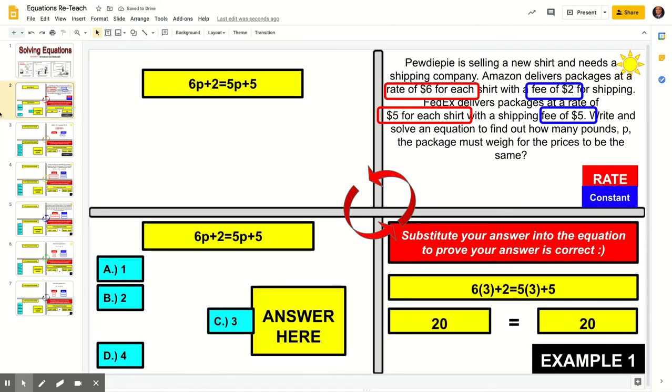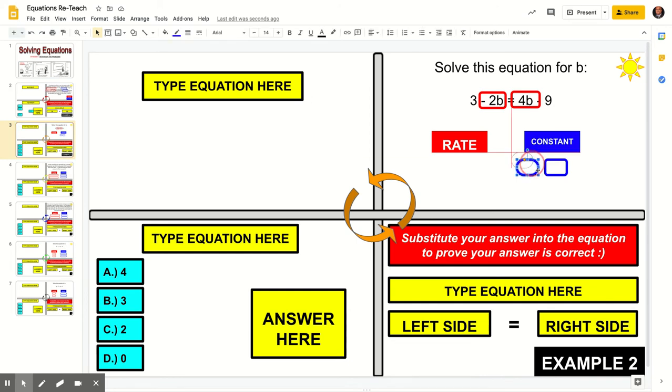And my constant was 3 on the left. And my constant on the right side is going to be right here next to 4b, which is negative 9. Same steps. I like my parts. Equation's already there for me. 3 minus 2b is equal to 4b minus 9.